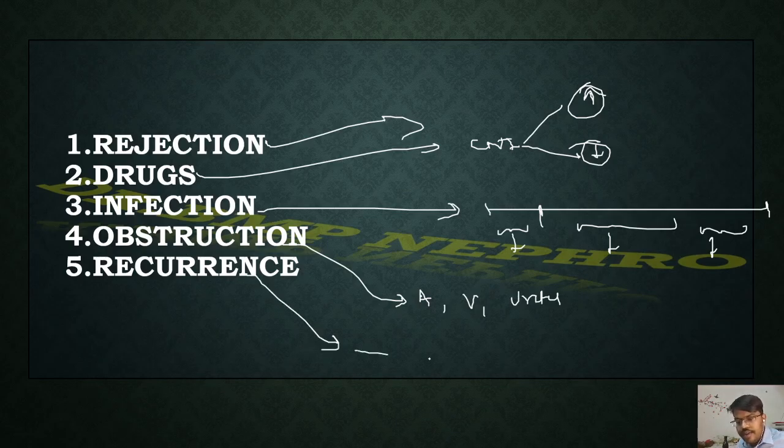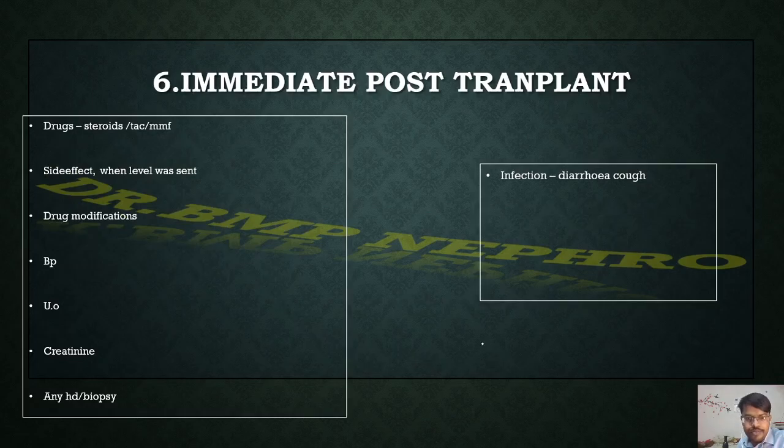Recurrence, usually recurrence occurs over years only, but FSGS is the one condition which can recur immediate post-transplant, which might require plasmapheresis. So these are all the ideas you should have, and the way you are presenting the history, the examiner will come to know whether you had an idea of this condition or not.